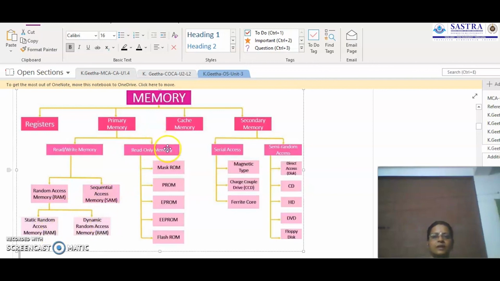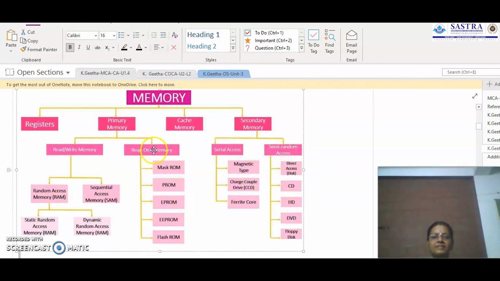Whereas if you just take read only memory, it will be classified into different types based on the type of access it is going to permit and how it is going to be erased. Okay, then coming to the secondary memory, it can be serial access or semi-random access. So the serial access will have the magnetic tape, CCD, and ferrite core under this category, whereas all the remaining will come under the semi-random access.